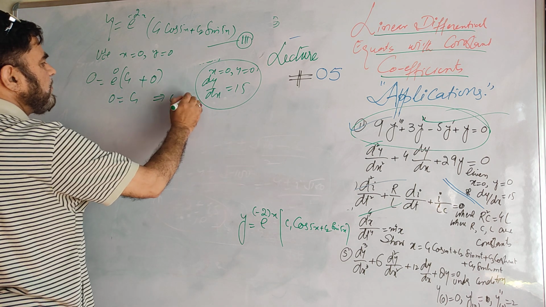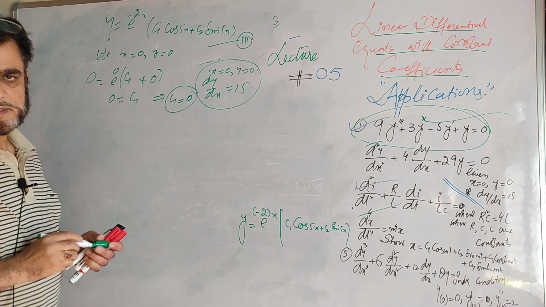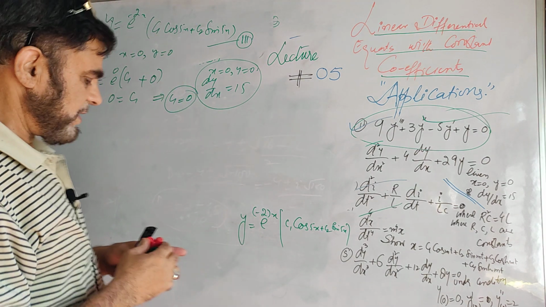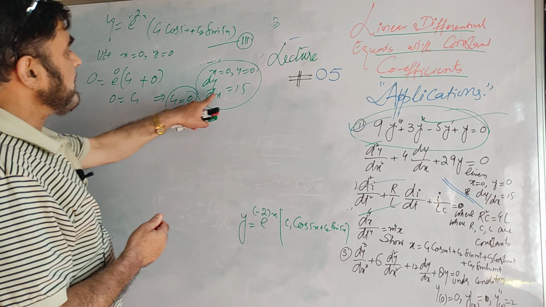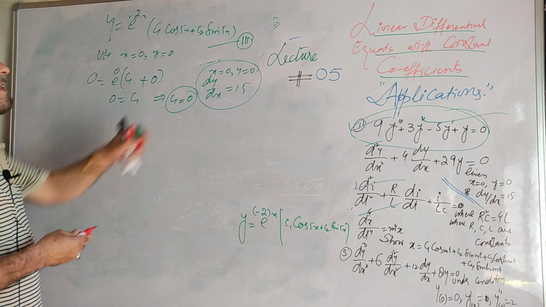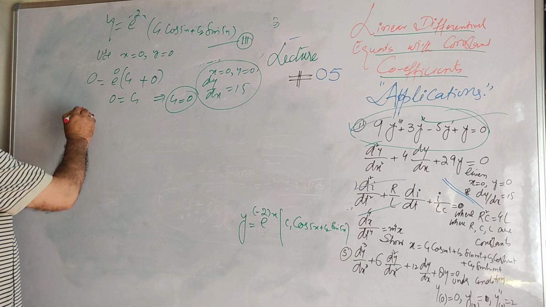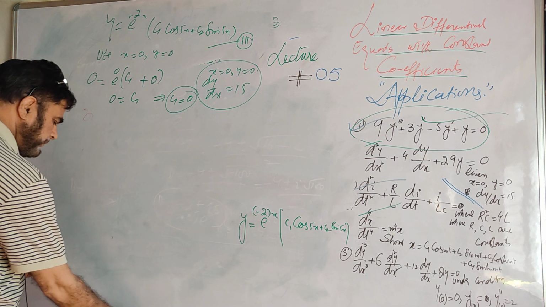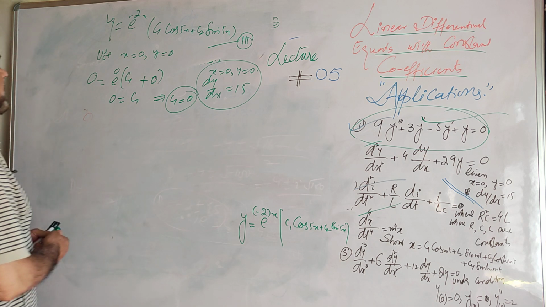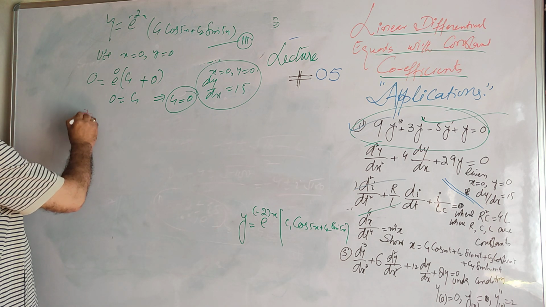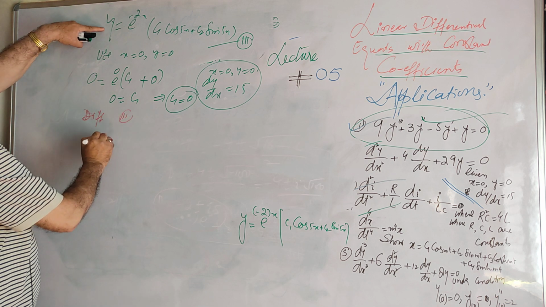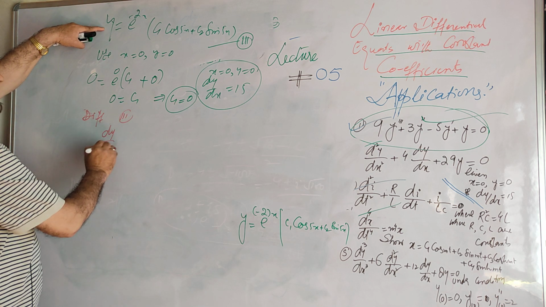You have got one arbitrary constant involved here, c1. You have got it as 0 because of the boundary conditions. Now I am given dy by dx is 15. I will differentiate equation number third. When you differentiate this, you will get dy by dx.